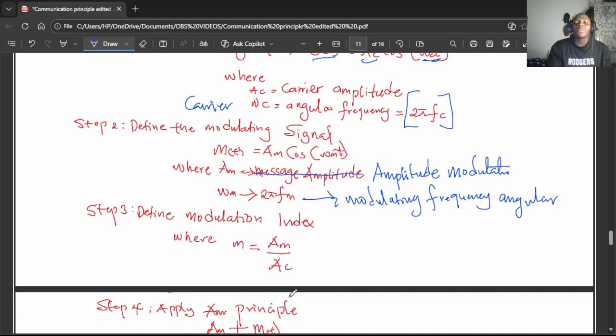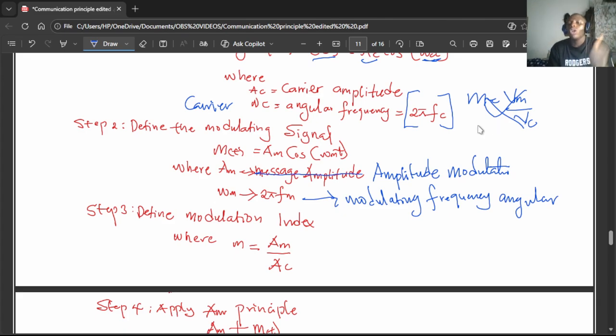Now, remember, from our initial calculation, we took the modulation index to be equal to Vm divided by Vc, where your Vm is your modulating voltage and your Vc is your carrier voltage, right? But in this case, we are talking about amplitude modulation of double sideband. So we are not asked to use this equation anymore. We don't have anything to do with voltage.